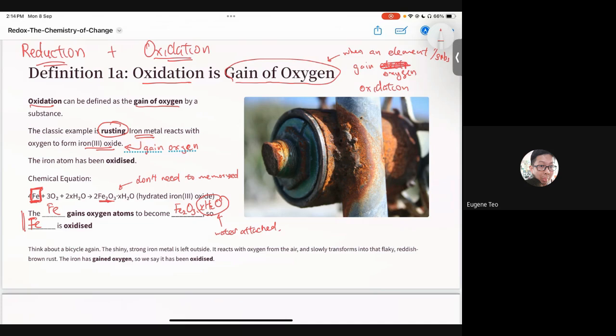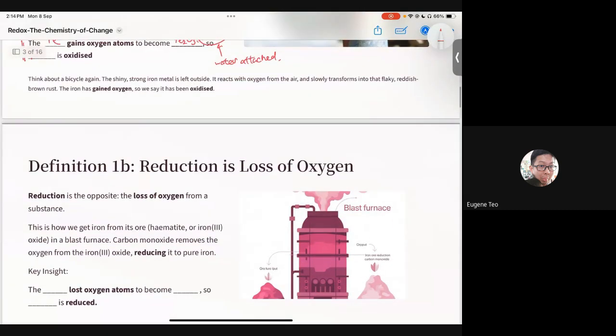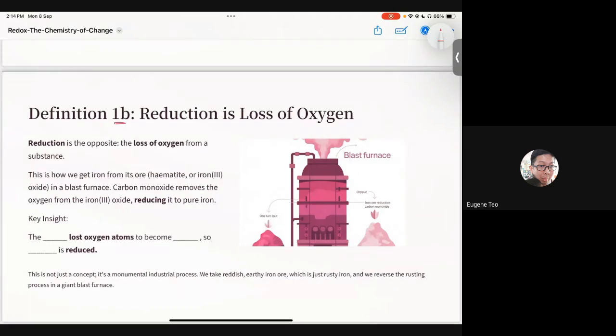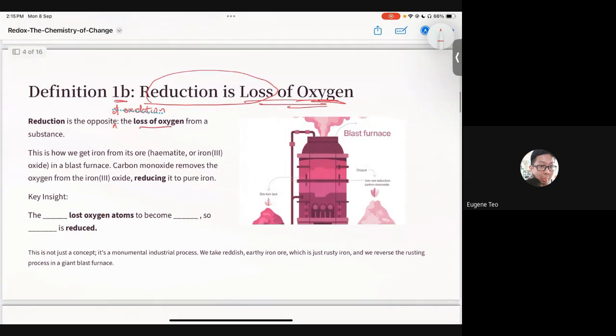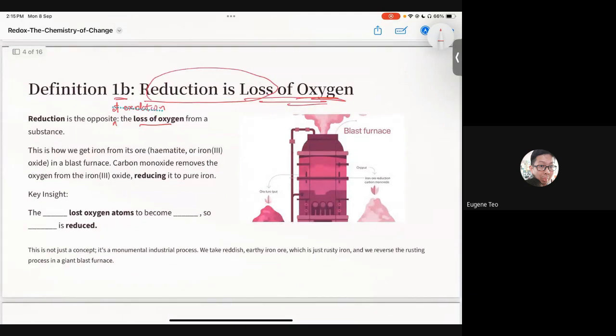Okay, so oxidation, first thing is the gain of oxygen. Next, we're going to go on to reduction in terms of oxygen. Once again, we're looking at definition 1b, it's about oxygen still. So reduction is the loss of oxygen. Reduction is the opposite of oxidation, and hence, if oxidation is the gain of oxygen, reduction will be the loss of oxygen.